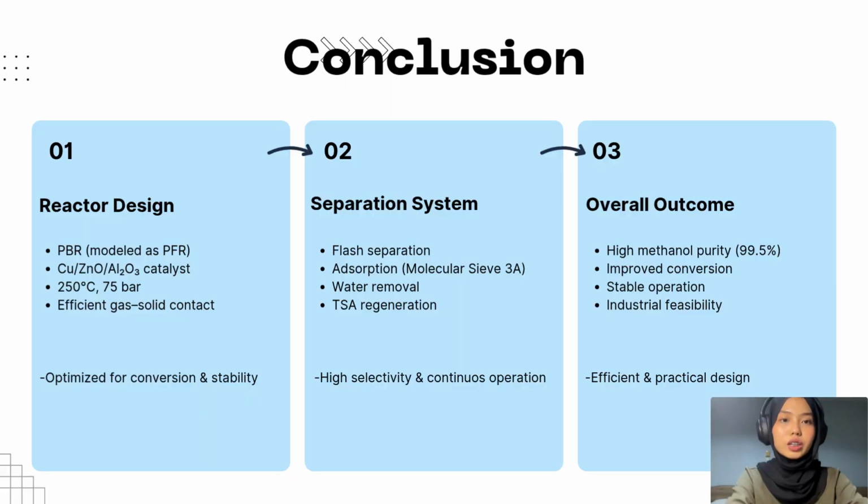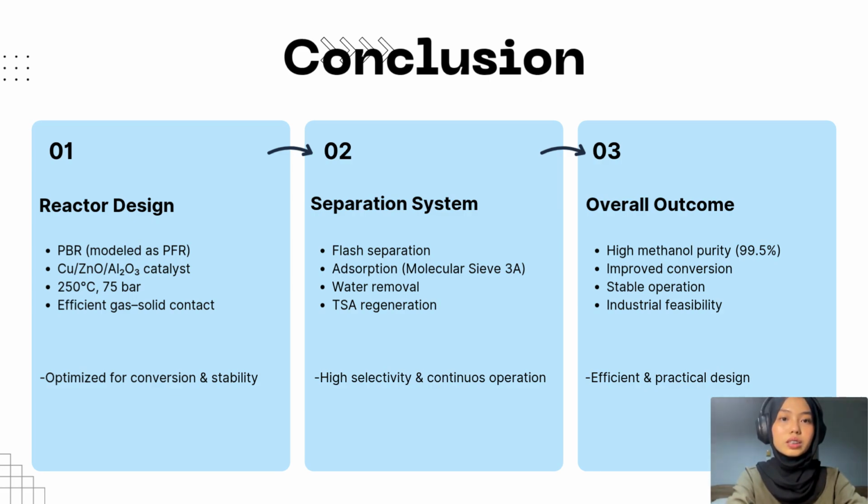For our conclusion, we summarize the key aspects of our design into three main parts. First, the reactor design. We use a packed bed reactor modeled as a plug flow reactor. We selected a copper-based catalyst, CuZnO-Al2O3, which is commonly used for methanol synthesis due to its high activity and selectivity. The reactor operates at 250 degrees Celsius and 75 bar, which are optimal industrial conditions. Overall, this setup ensures efficient gas-solid contact and is optimized for both high conversion and stable operation.